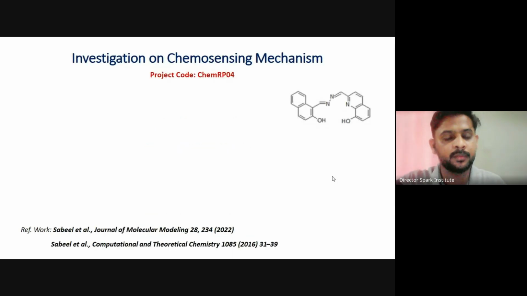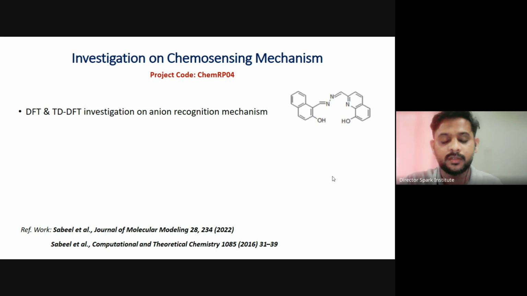Under my mentorship, there are two projects. The first one is an investigation on chemosensing mechanism, with the project code ChemRP04. Here we are trying to explore the sensing mechanism of molecules, especially organic molecule receptors. You can see the reference work in these two papers that we already published. Here we'll take an experimentally reported paper, and we will explore its mechanism from a computational and theoretical perspective.